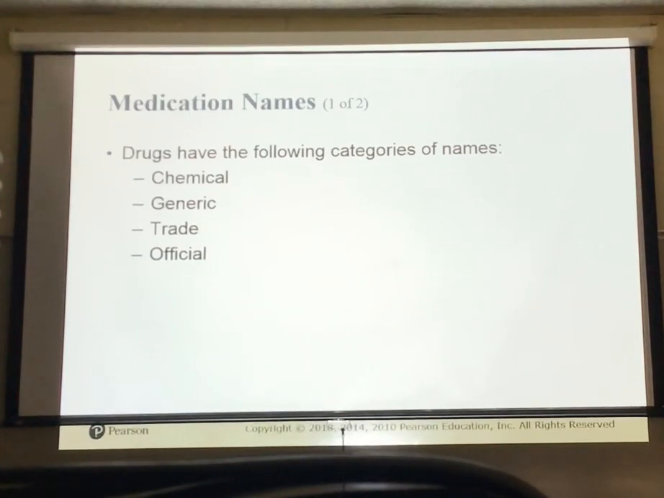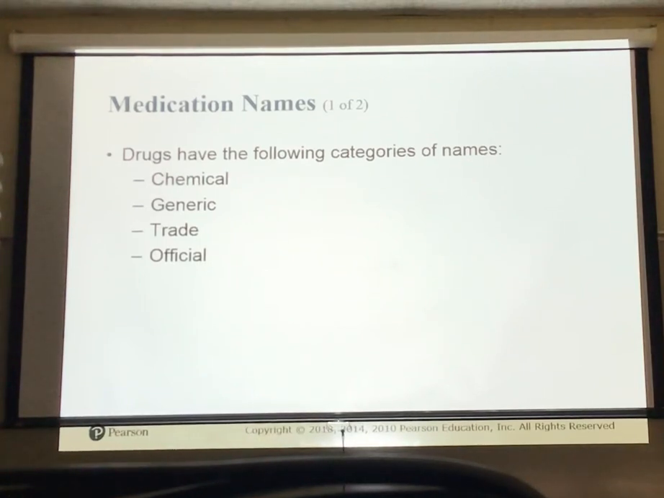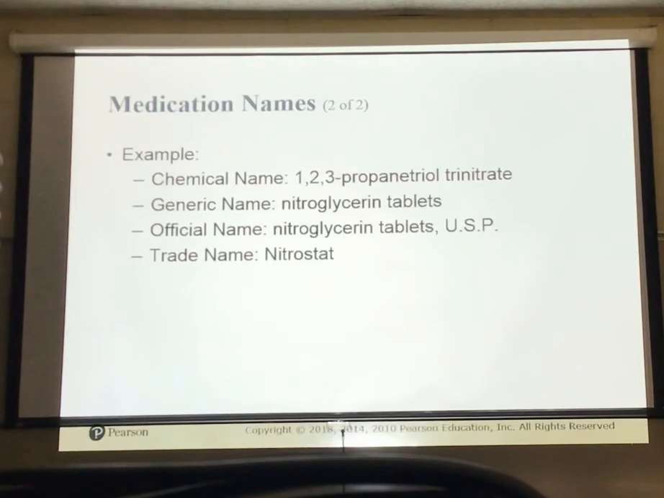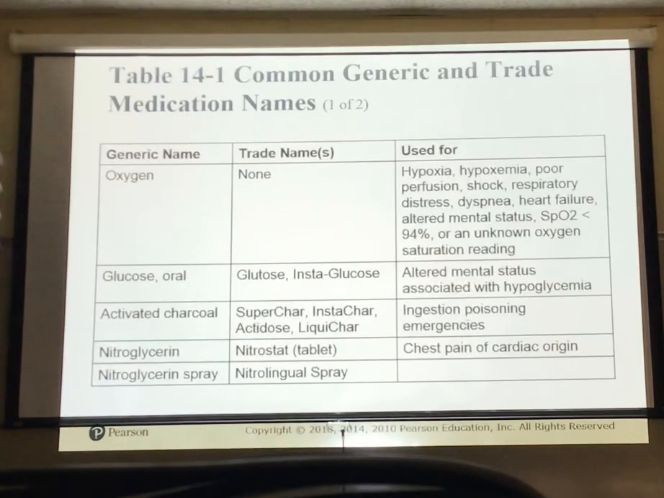Then you have an official name. Drugs meeting the requirement of the U.S. Pharmacopoeia or National Formulary are given an official name. It's commonly the generic name followed by the initials USP or NF. All right, so here's examples of a chemical name, generic name, official name, or trade name. All right, here's some of your common generic and trade names of the medications that you will give.